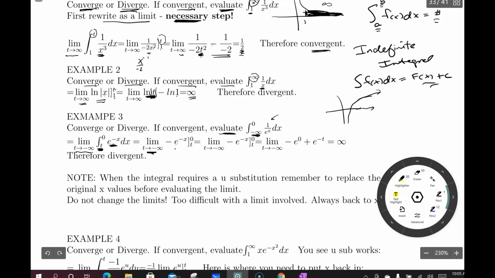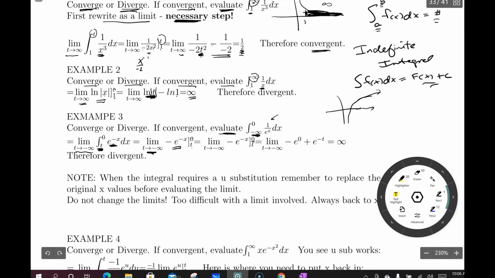Take the antiderivative, right? e to the negative x over negative 1, and then I'm going to evaluate between 0 and t. So what did I do? I did nothing. I meant to rewrite this as the fraction that it is, but I didn't do that here. So I just rewrote it again. Okay, let's move to the next step.